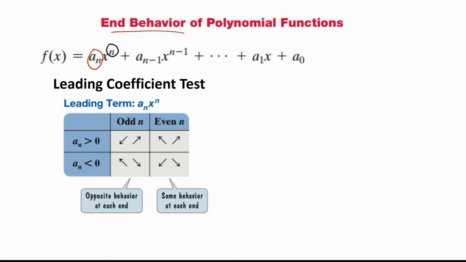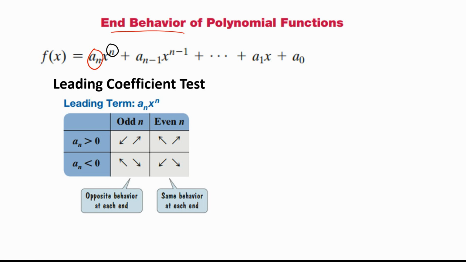Then, the third possibility: if n is even and the leading coefficient is positive, then on the far left and right, it rises. If n is even and the leading coefficient is negative, then it falls both to the left and to the right. Now, here are the examples for all four, and then it all makes sense.